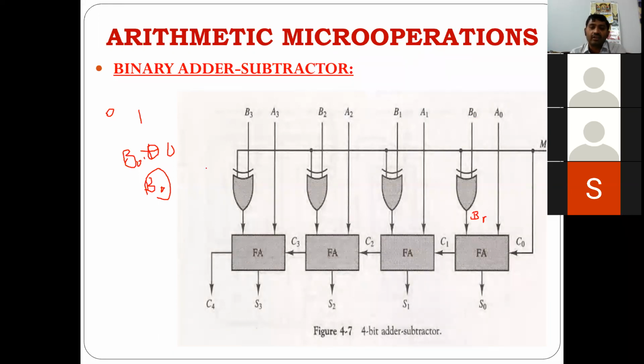See, B0 XOR 1 now becomes B0 bar, right? So B0 bar is coming, and this is A0. So it will be A0 plus B0 bar plus C0. What is the C0 now? Control signal M is becoming C0. So that is 1, which means that it is a 2's complement subtraction, isn't it?